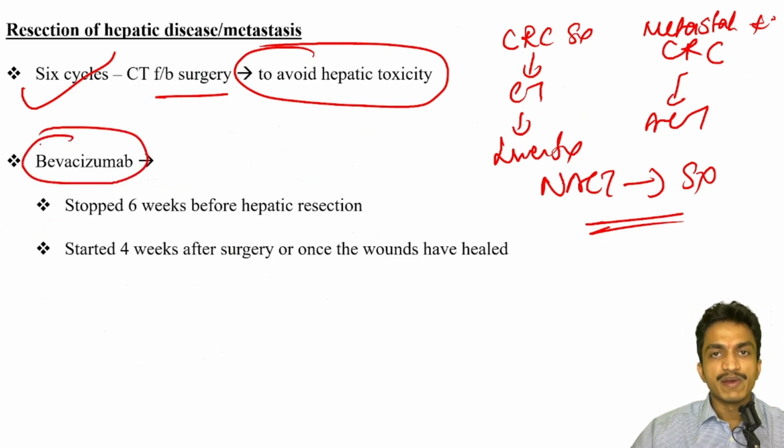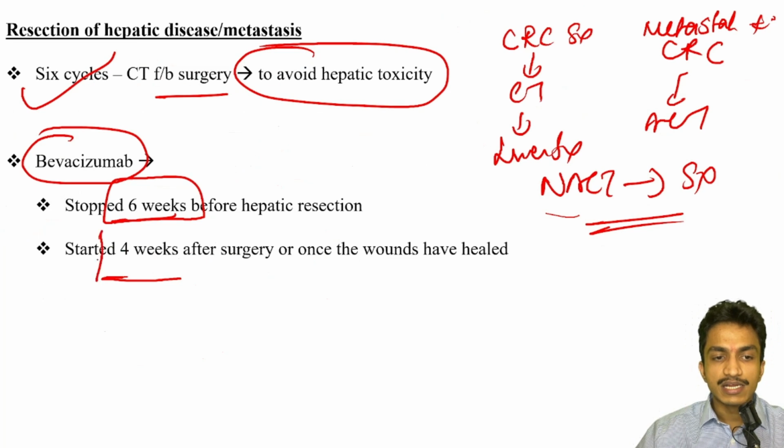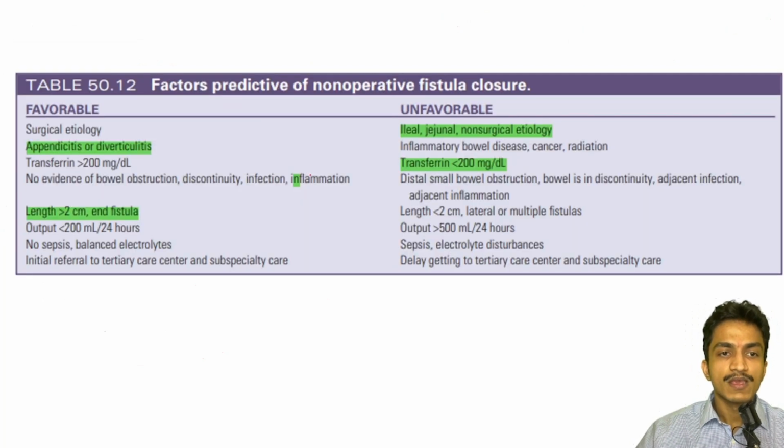Whenever we are using bevacizumab, we should stop 6 weeks before hepatic resection, and we should start 4 weeks after the surgery, because it will affect wound healing, because it is an anti-vascular endothelial growth factor. It will affect the angiogenesis. So we should start 4 weeks after the surgery or once the wounds have healed. So stop 6 weeks before hepatic resection and start 4 weeks after the surgery. So this is regarding bevacizumab.